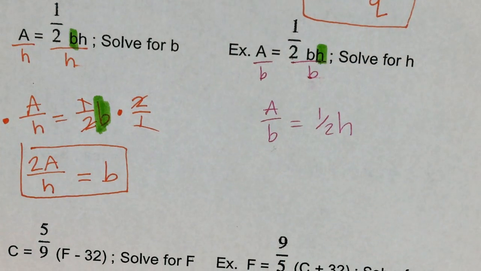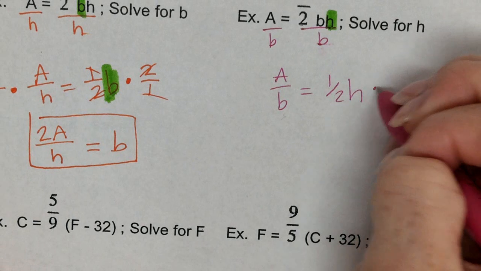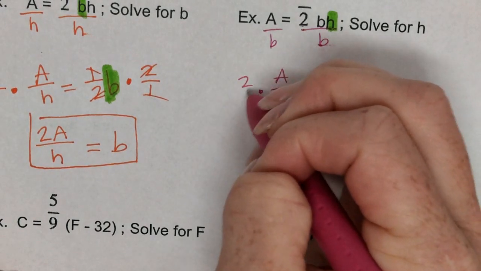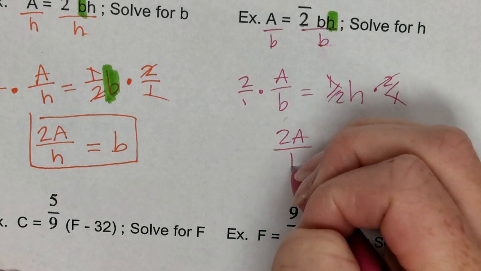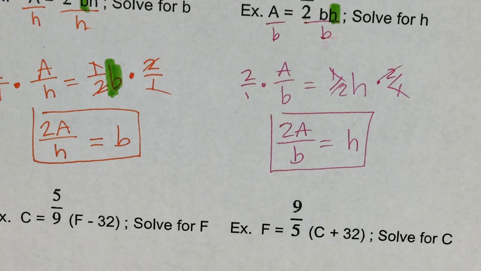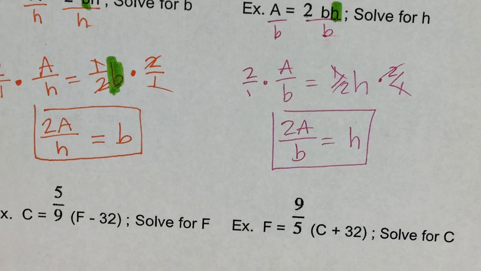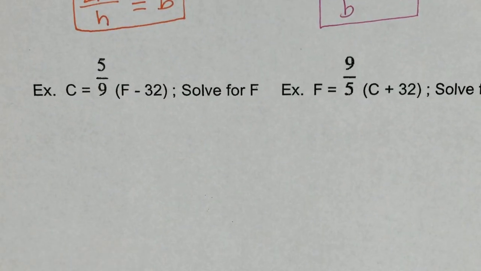Did y'all get the first step right? Yes? Then how are you going to get rid of the 1/2? Divide by 1/2, but we can't divide by fractions, so we multiply by their reciprocal. That cancels out, and I'm left with 2A over B equals H. Y'all okay?